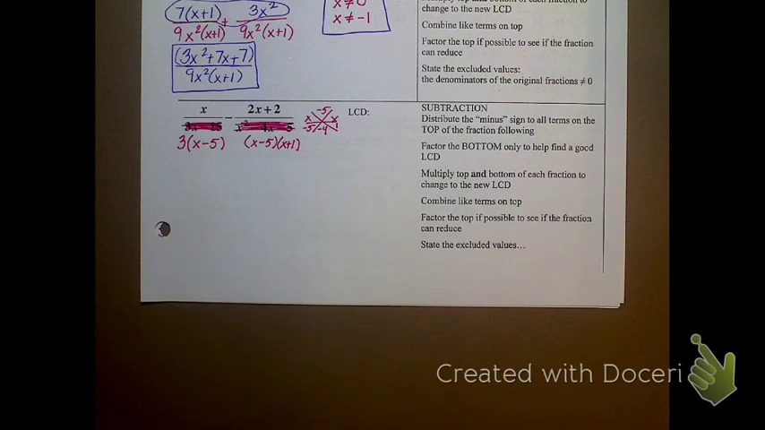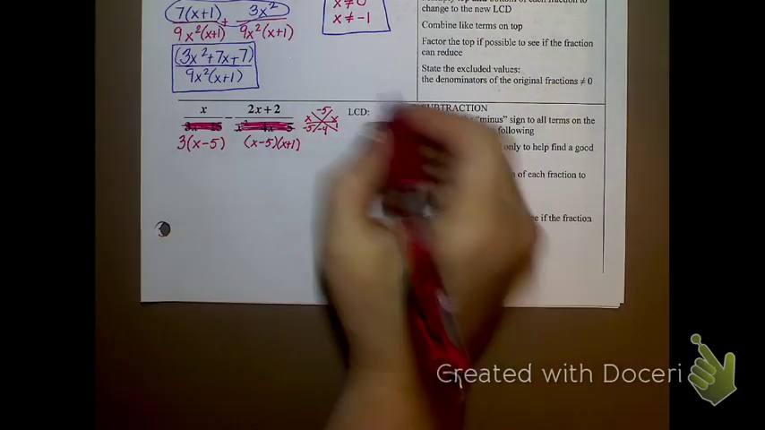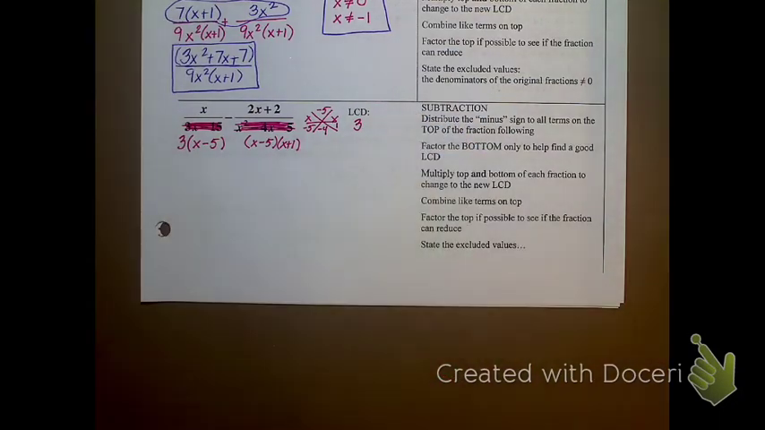Let's talk LCD. What is not in parentheses? 3. That's part of my LCD. Now I need all parentheses that are represented. So how many different parentheses do you see? 2 different parentheses. Do either of them have an exponent on them?